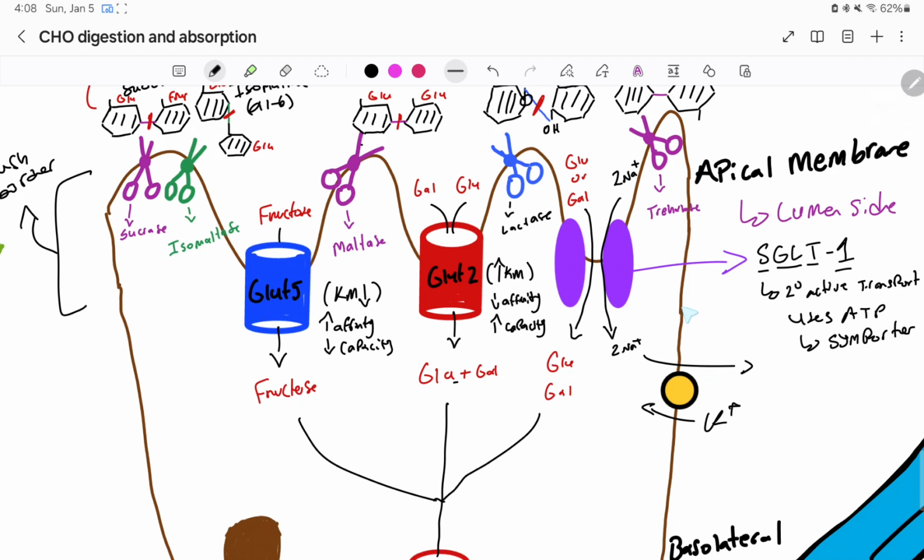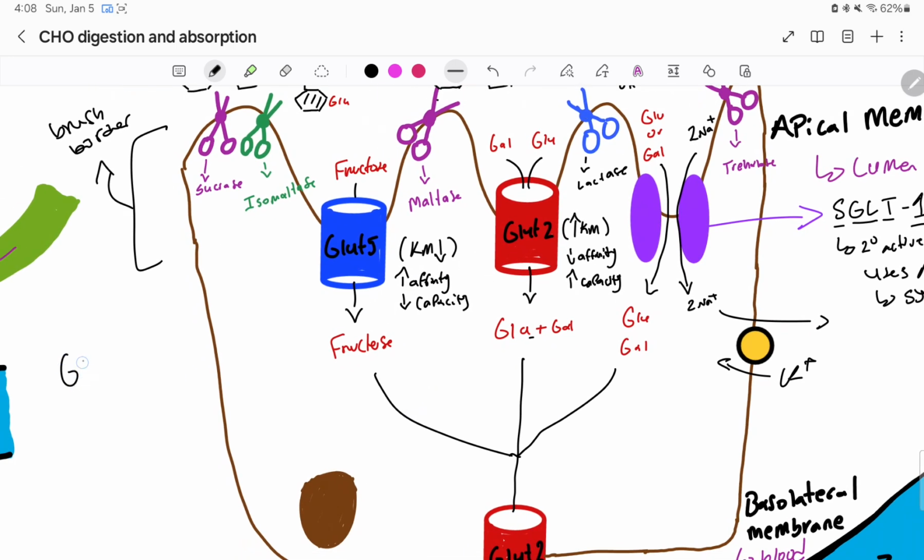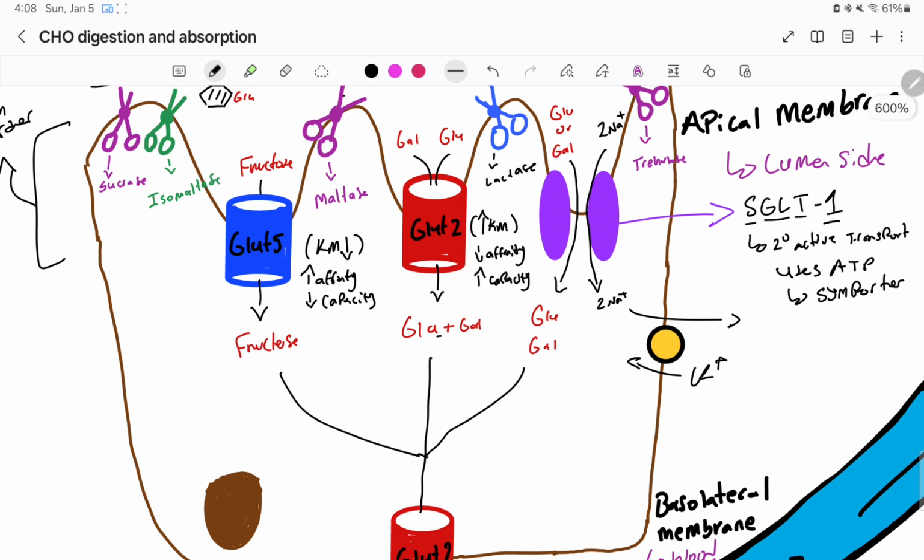So we had 2 modes of transport. We had an active transport, and we had a facilitated transport, which is with these GLUT transporters, GLUT5 and GLUT2. Now, technically, there are actually 14 different GLUT transporters, but today we're only going to talk about 5.